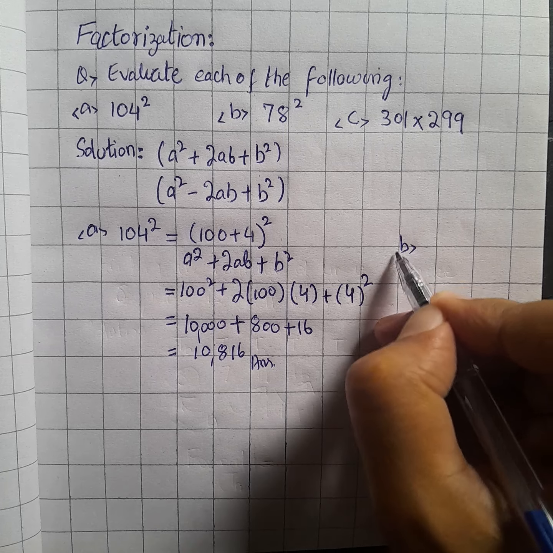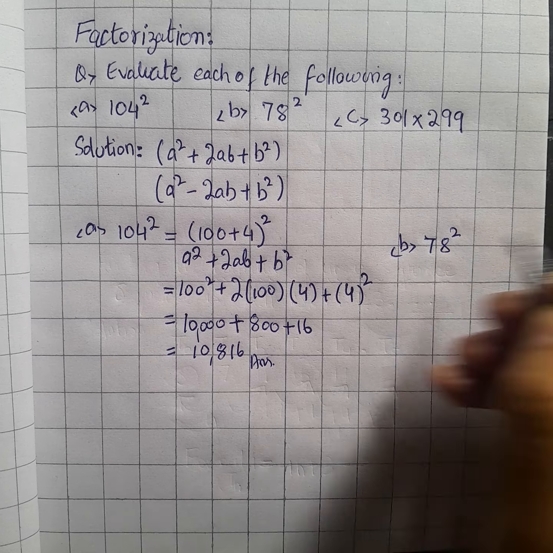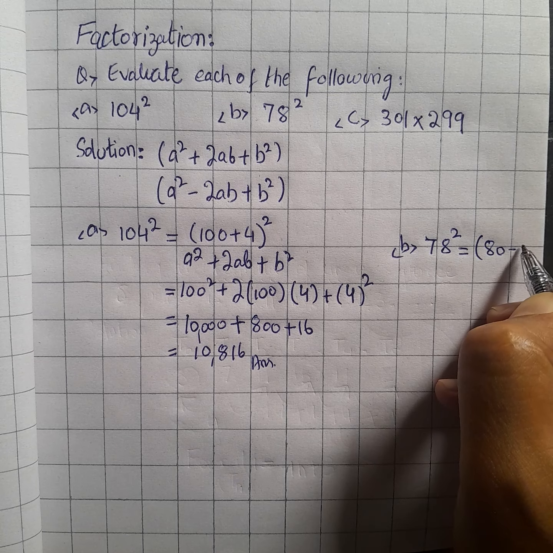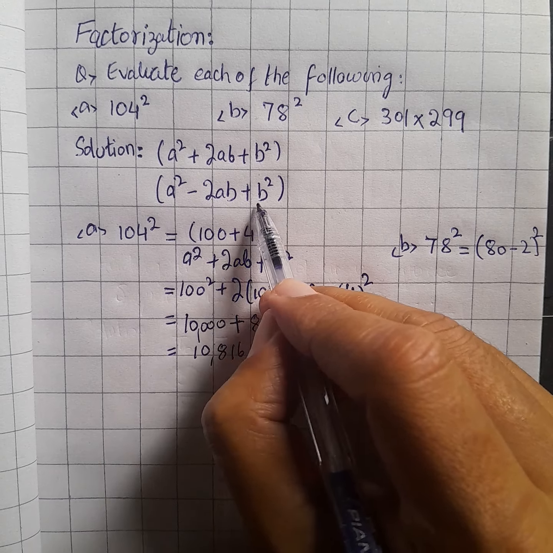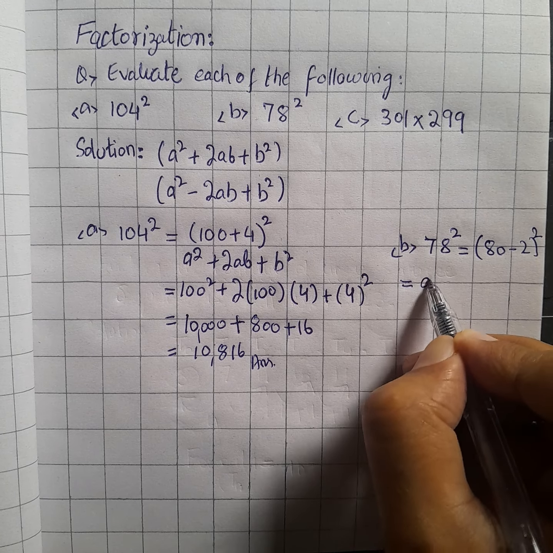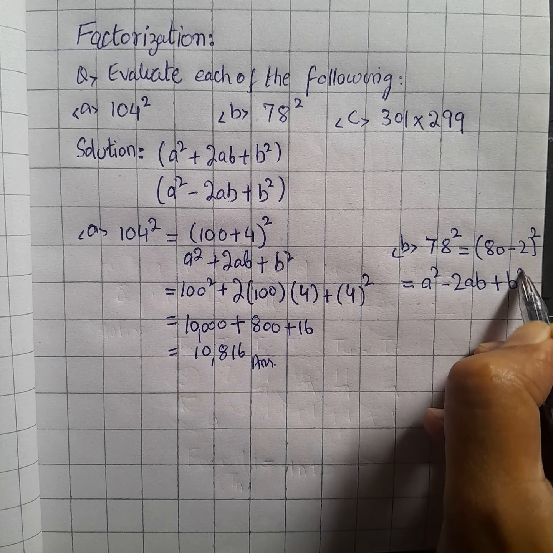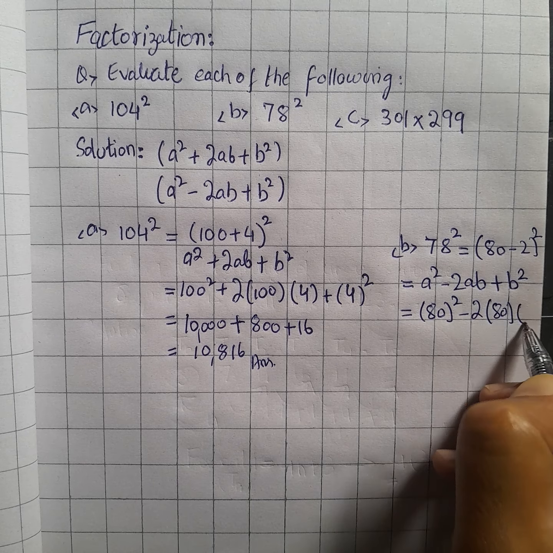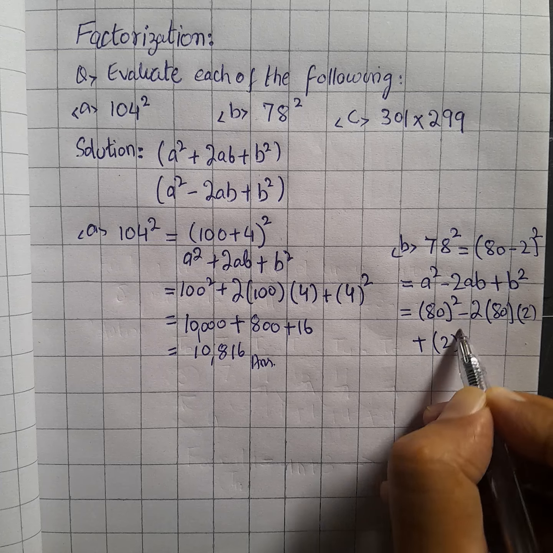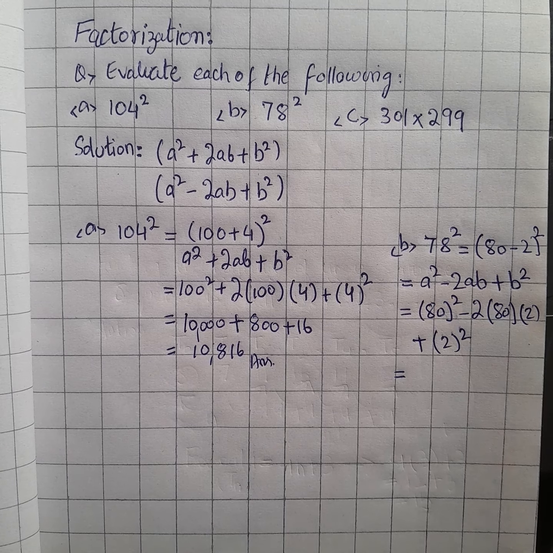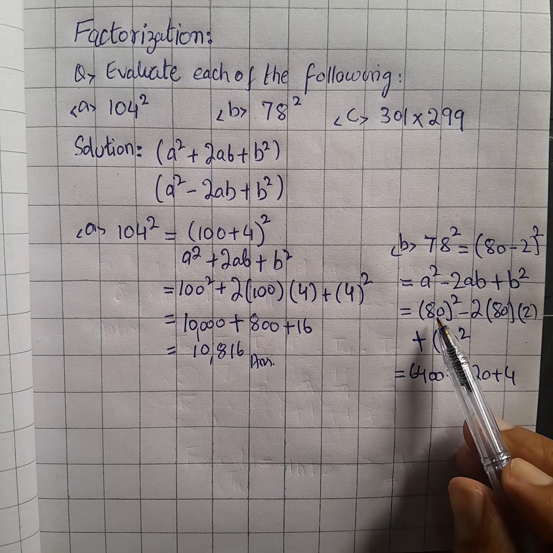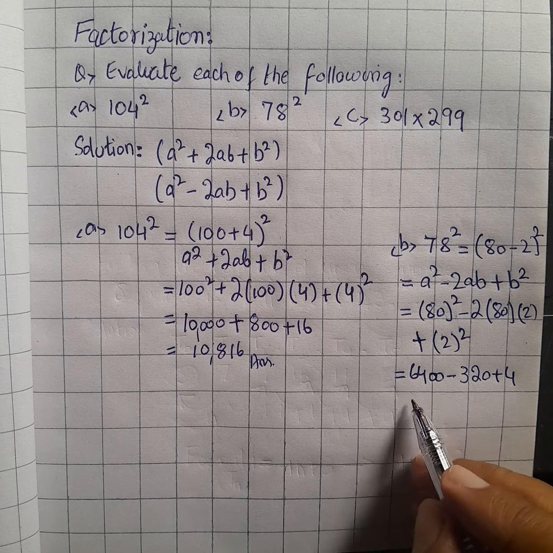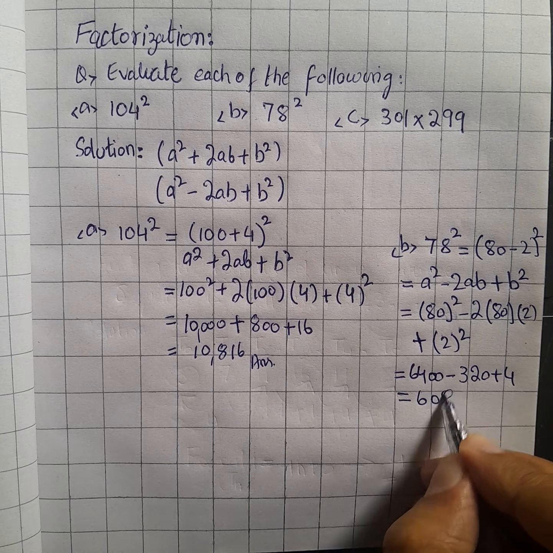Now let's see what is part B. Part B is 78 square. We can write 78 square as 80 minus 2 whole square. Now we can apply a square minus 2ab plus b square. So we will solve using the formula a square minus 2ab plus b square. A square means 80 square minus 2 into 80 into 2 plus 2 whole square. Now if you calculate 80 square, you get 6400, and then if you multiply 2 with 80 and then 2, you will get 320, and then 2 multiplied by 2 is 4. So your answer to this question is 6084.